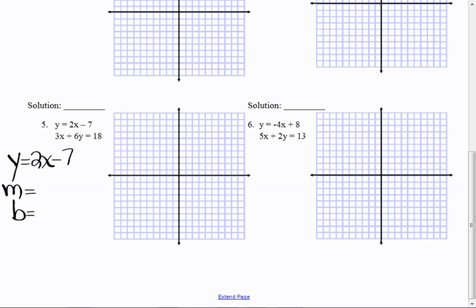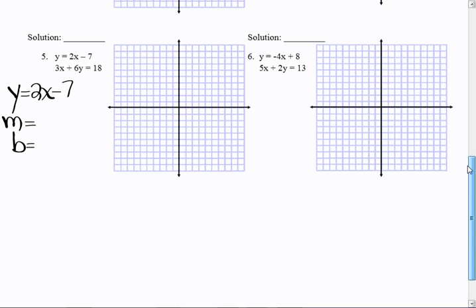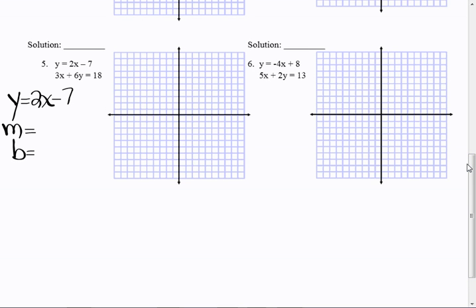50-50 chance. There's only two numbers there. And all I want are numbers. I do not want any letters. Very good. Okay, Emily, what's the slope? 2 over what? 1. Okay?